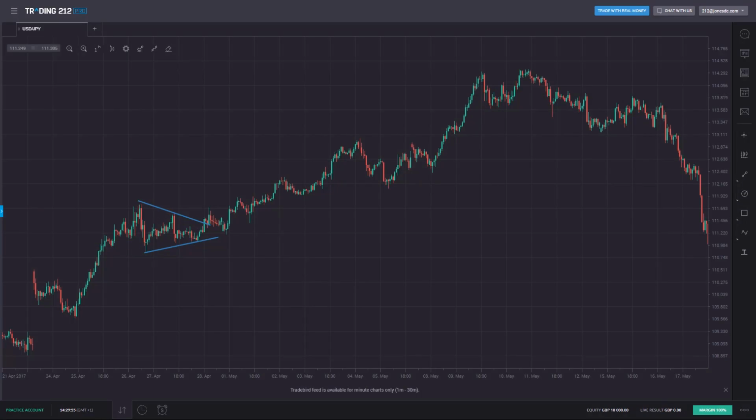Anyway, let's have a look at a real market and see if this triangle pattern actually works in the real world. Let's take a look at our real example. What I've got here is a dollar-yen chart. So the dollar against the Japanese yen. It's 1 hour. So each of these candlesticks represents an hour's worth of trading. And I've zoomed in on a bit of trade from late April through to the 17th of May.